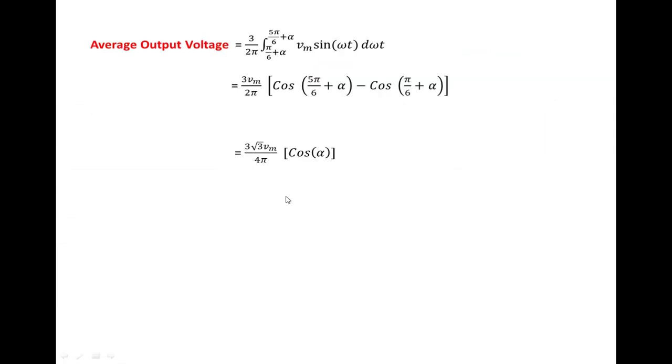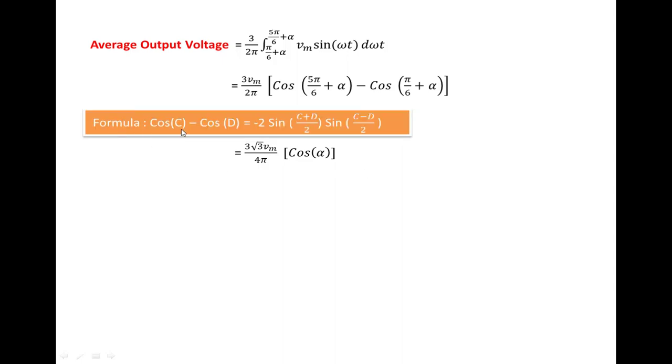Now we are going to find the average output voltage. The base length is 120 degrees, so 1 by 2 pi by 3, and the 3 goes to the numerator. So 3 by 2 pi, integral from pi by 6 plus alpha to 5 pi by 6 plus alpha of Vm sin omega t d omega t. If we complete this integration and use this formula, we get the expression for the average output voltage, that is 3 root 3 Vm by 4 pi cos alpha.